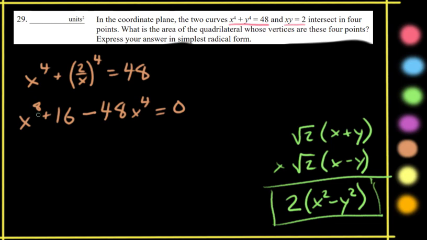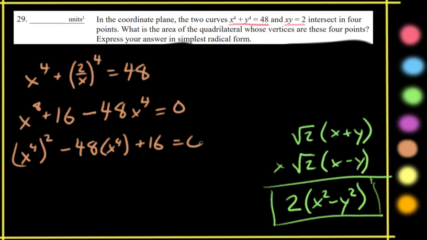So this is an eighth power polynomial, but if you consider x to the fourth as the independent variable, then it's only a quadratic. So let me write that more explicitly. I've got x to the fourth, quantity squared, minus 48 times x to the fourth, plus 16 equals 0. So we can solve this for x to the fourth. We really want x squared, but we'll settle for x to the fourth for now.